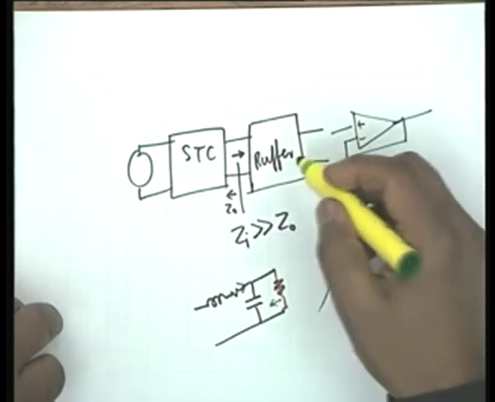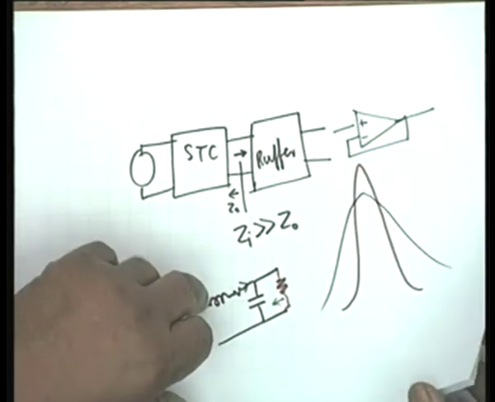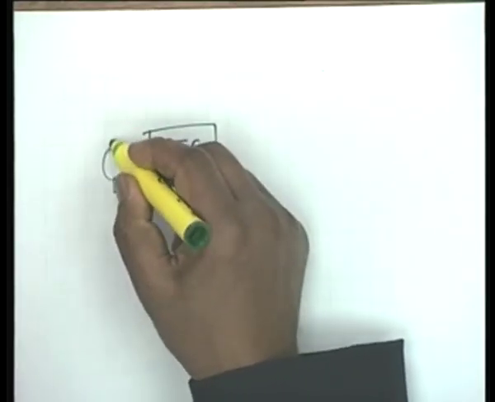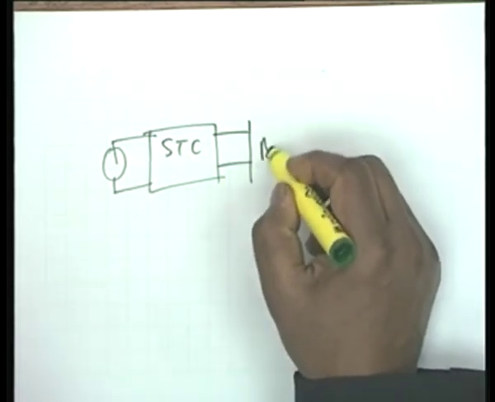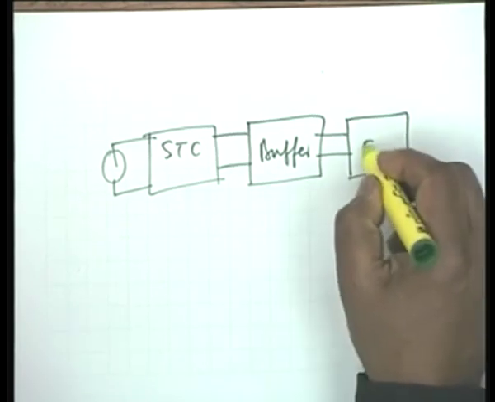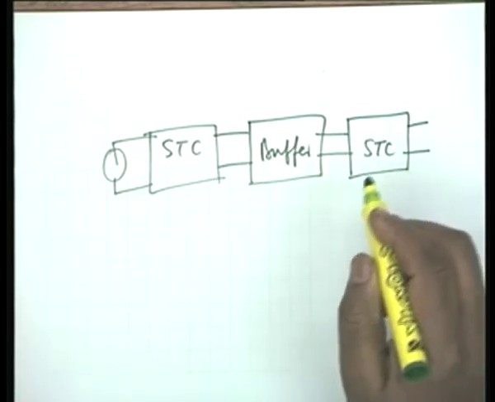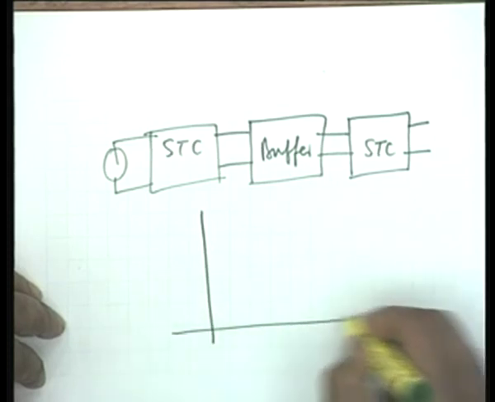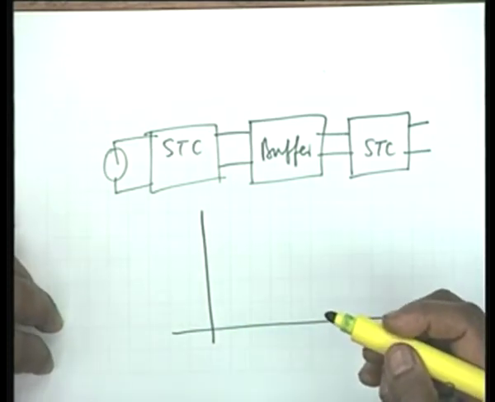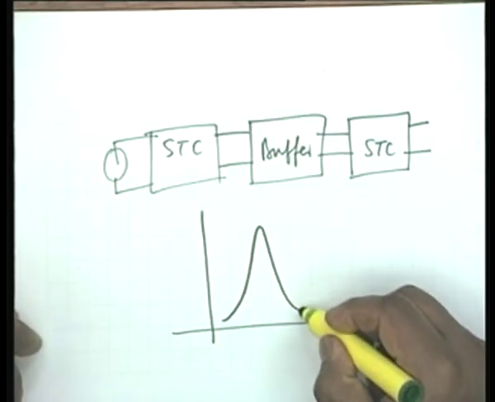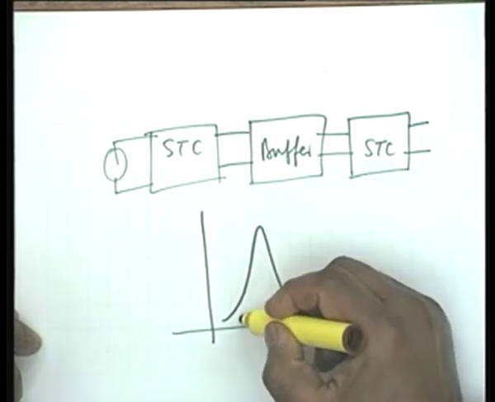Okay. Now, after the buffer, you connect this. Let me draw this diagram again. You have a single tuned circuit connected to a source, then you have a buffer, and you connect to another single tuned circuit. Take the output here. Now, the two single tuned circuits may have slightly different resonance frequencies. They are close together, but slightly different resonance frequencies. Suppose one is this and the other is this.